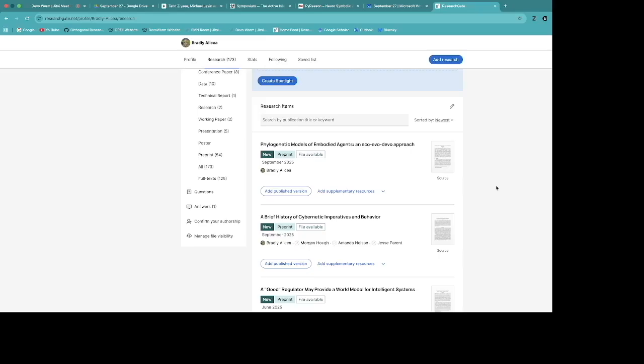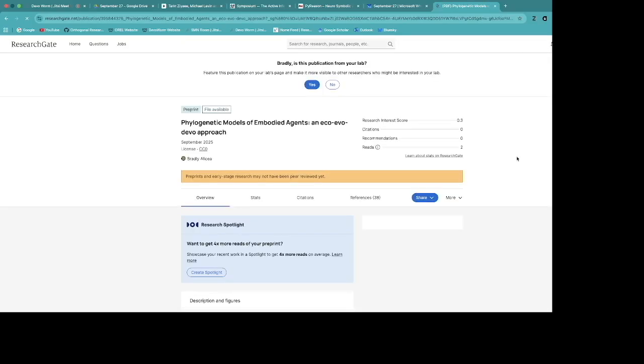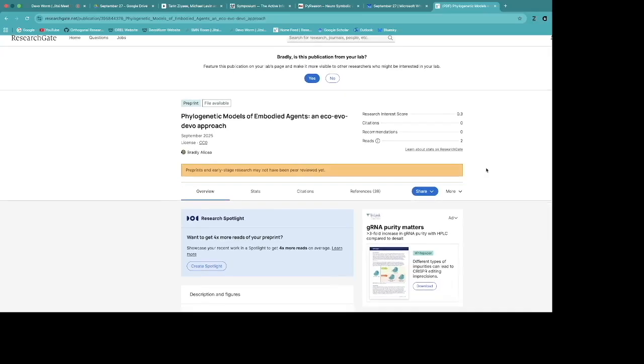So a few things that are out now from the lab at ResearchGate. This first one is phylogenetic models of embodied agents, an eco-evo-devo approach. This is a preprint that's freshly released on ResearchGate. What we like to do is release things on ResearchGate and get some interactions with it to see how people respond, and then maybe put some things on arXiv later or publish them somewhere else. And so this is the first item I'm going to talk about here.